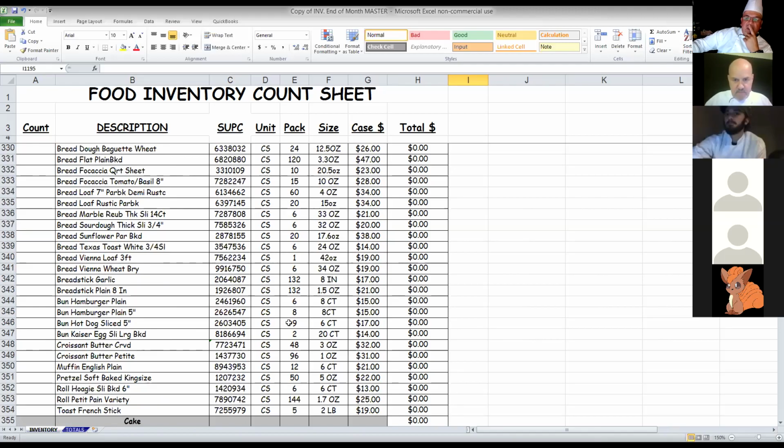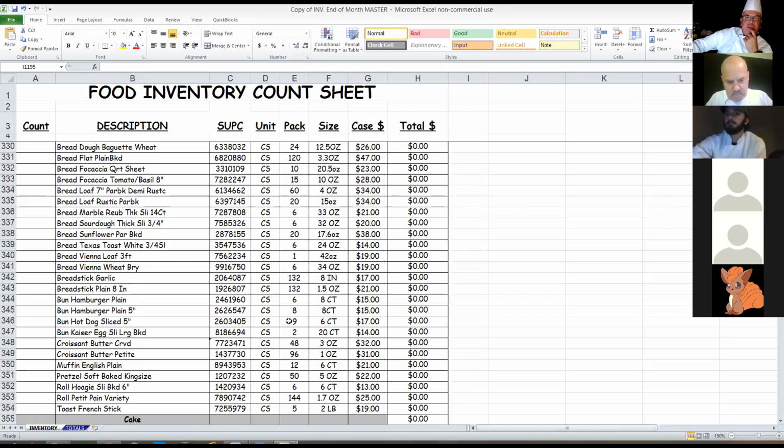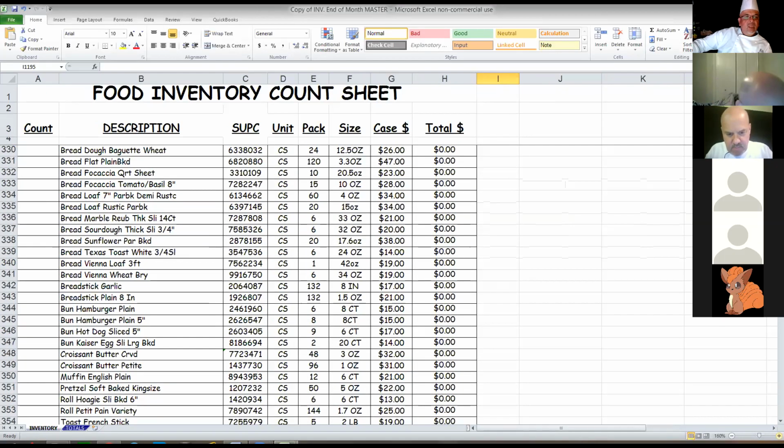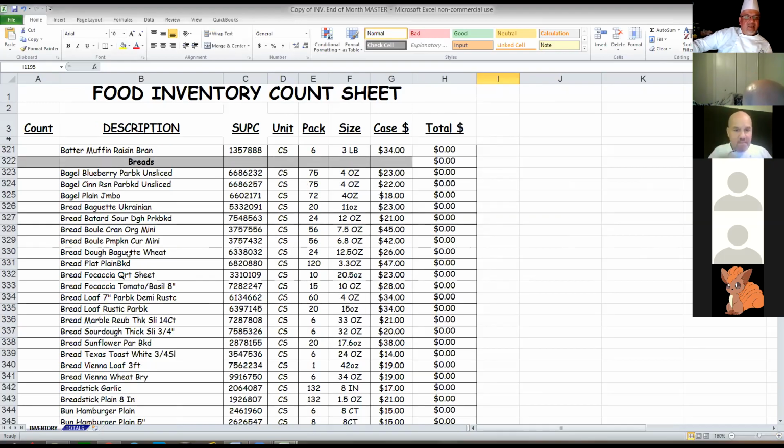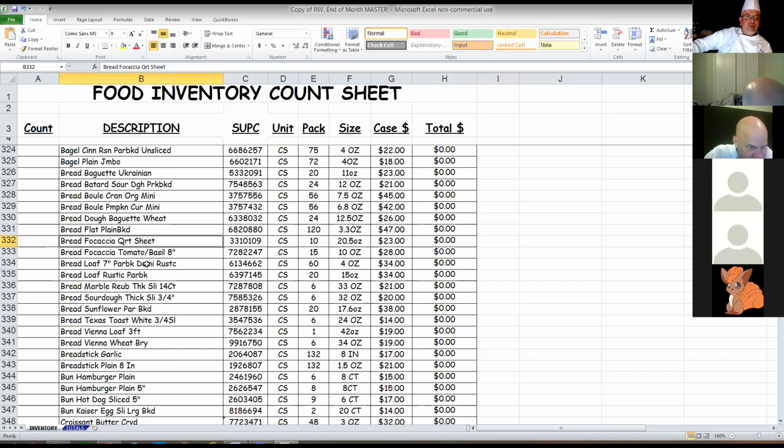Here we go. Okay. It's not exactly artisan bread, but it's similar to what he's looking for. Where's that at, Chef? Right here on the first food inventory, the one that is massive. Forget what it's called. Copy of inventory, month end master. In the frozen section, on the breads, you got bagels, blueberry, cinnamon, plain jumbo, baguettes, batards, boules, cranberry orange, mini pumpkin, baguette, flatbread plain, focaccia quarter sheet, focaccia tomato basil.